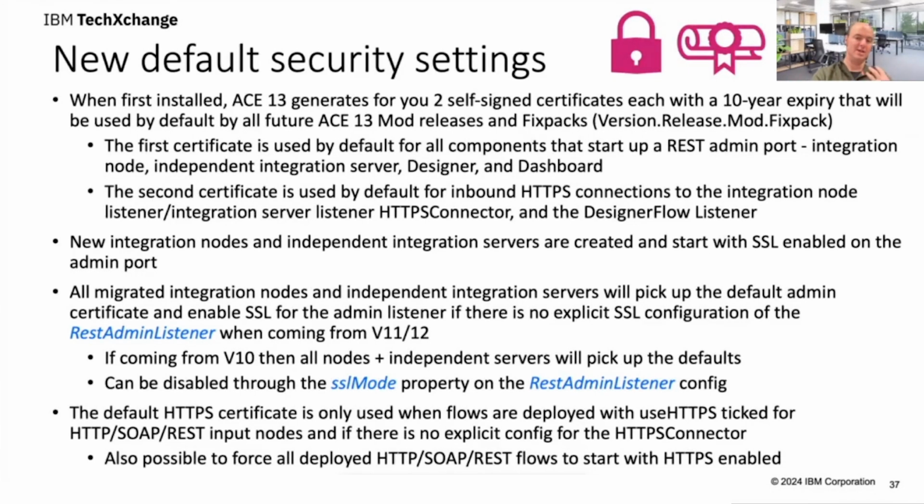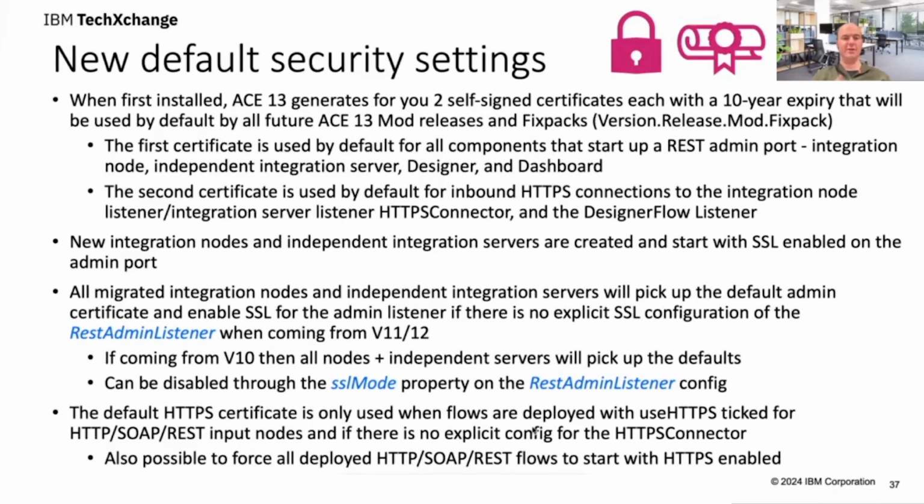The actual HTTPS certificate used by the flows is only used when you deploy an HTTP input node with use HTTPS ticked. And so, most people in production, if they deploy one of those flows, will have configured their own HTTPS connector. So you don't need to worry, because that custom configuration that you've given us will take precedence.